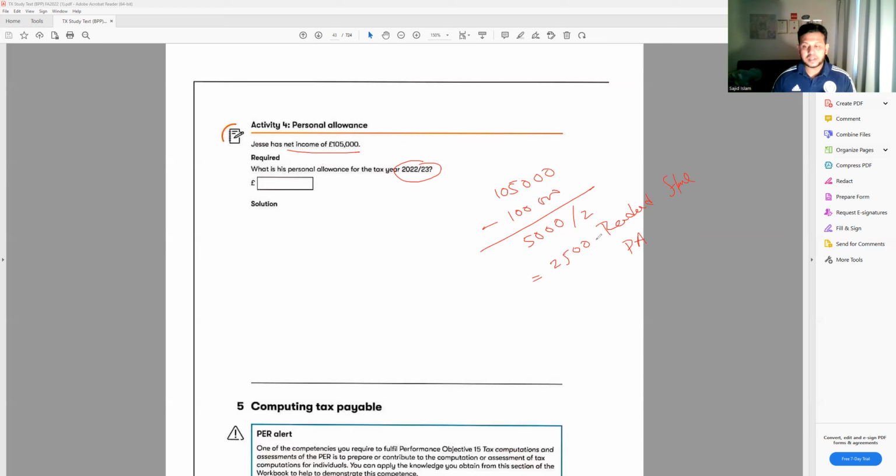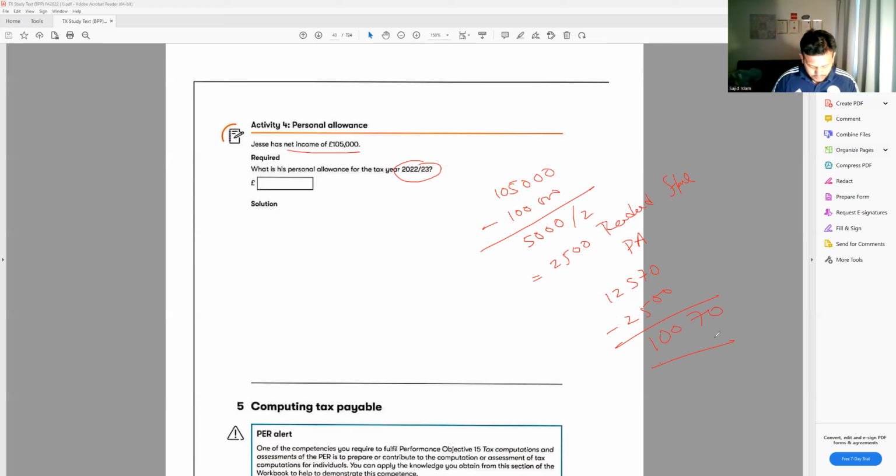So my normal personal allowance is 12,570, and I'm going to minus 2,500 from there. So let's do that. And if I minus that, how much will I have left? 10,070. So that will be my personal allowance left.